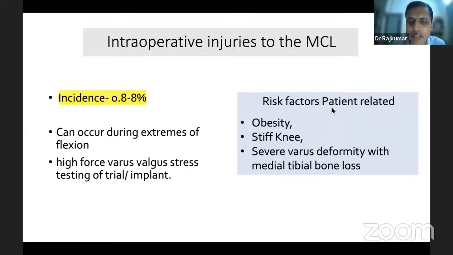Particularly in cases with severe varus and FFD, I always tell my fellows that this is the bad combination: severe varus with the FFD and with the medial bone loss. If all three are there, you have to be very careful.